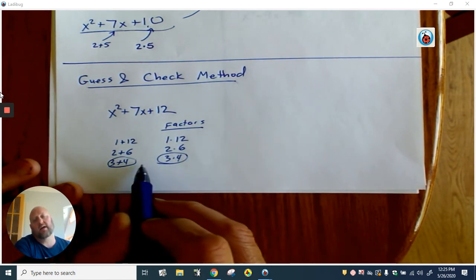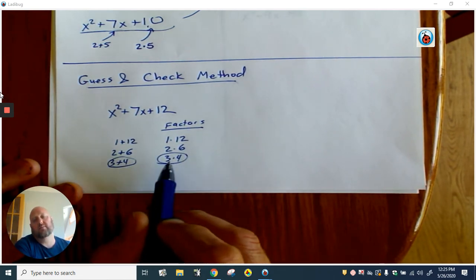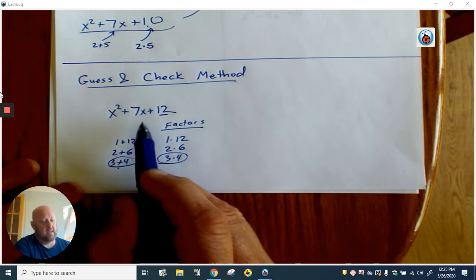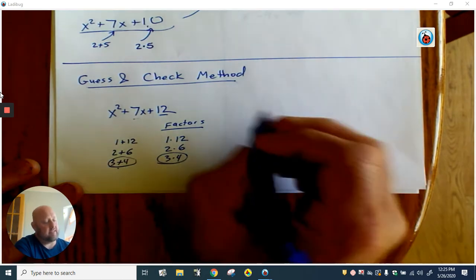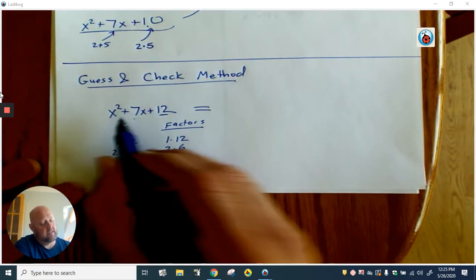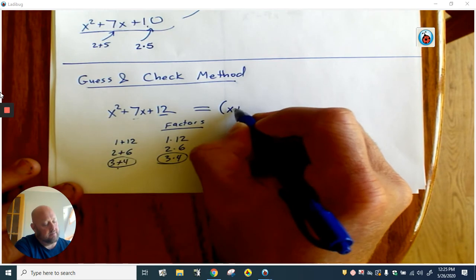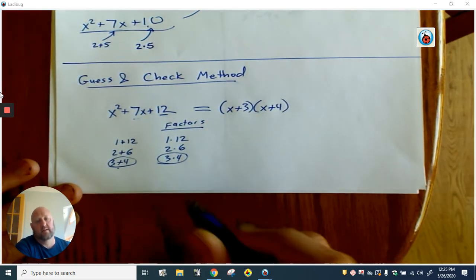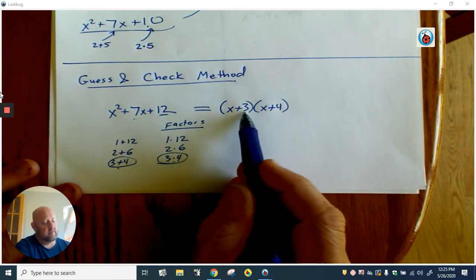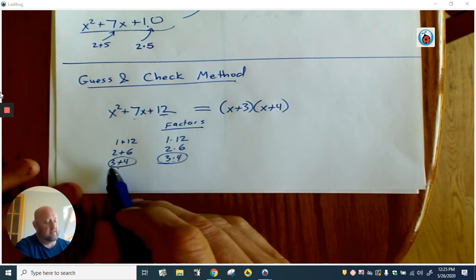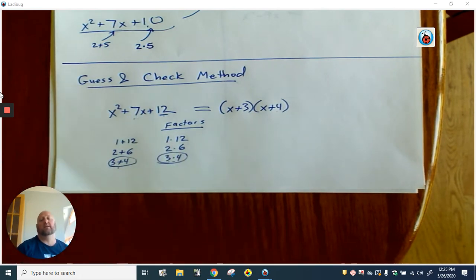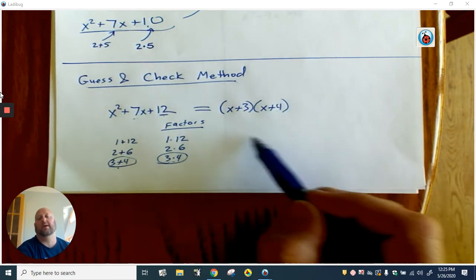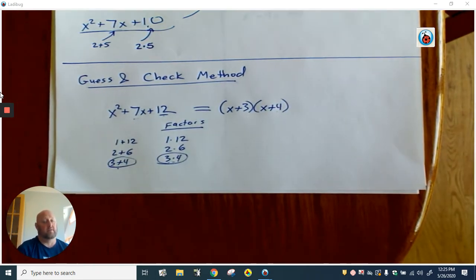So we found that combination of two numbers that multiply together to get that 12 and add up together to get the 7, right? So what that means is this will be the same thing as x plus 3 and x plus 4. We have the 3 and the 4 is going to multiply together to get the 12, and the 3 plus the 4 is going to add up together to get the 7. Okay? And again, you should be able to check that where you FOIL that back together, and it should end up right back to where you started, right?